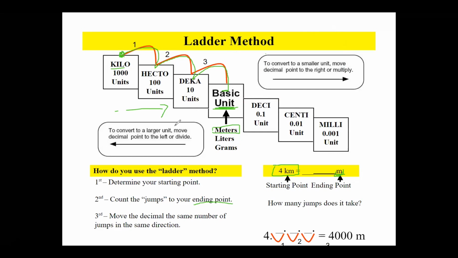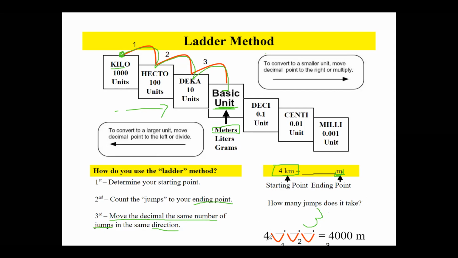So now that we know we have to make 3 jumps to the right, what does that mean in terms of our number? The third step in the ladder method is you're going to move your decimal point the same number of jumps in the same direction that you jumped. We had to do 3 jumps and they were to the right. So we're going to move our decimal point 3 jumps to the right.